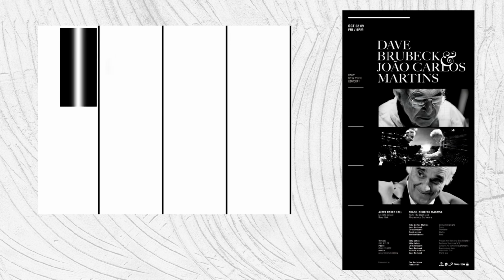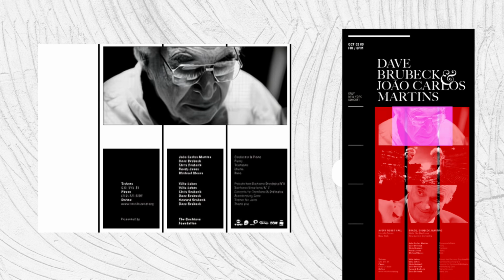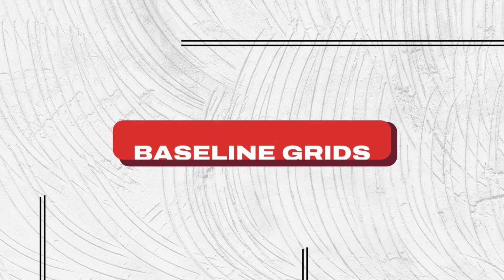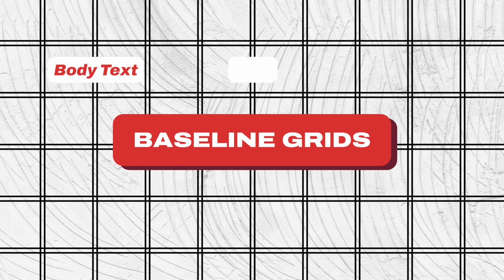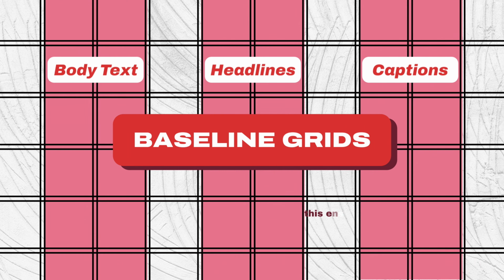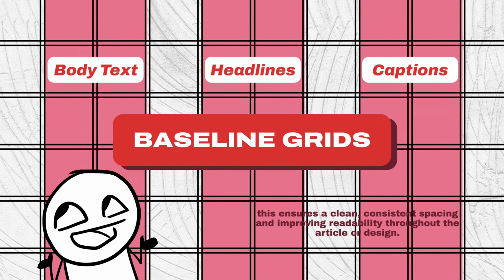Now, not only am I going to share with you guys 13 different graphic design grid systems, I'm going to show you how they work on real designs with bonus tips along the way. Baseline grids are used to align all body text, headlines, and captions across multiple columns. And this ensures clean, consistent spacing and improves readability throughout the article or your graphic design. Or that's the intention anyway.